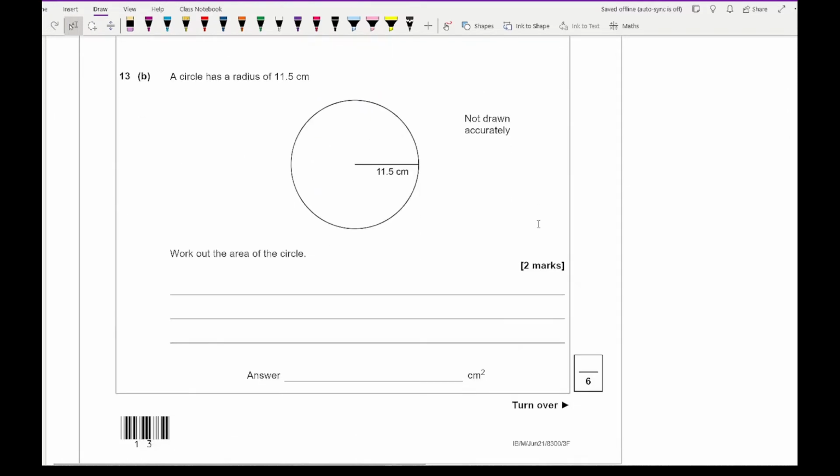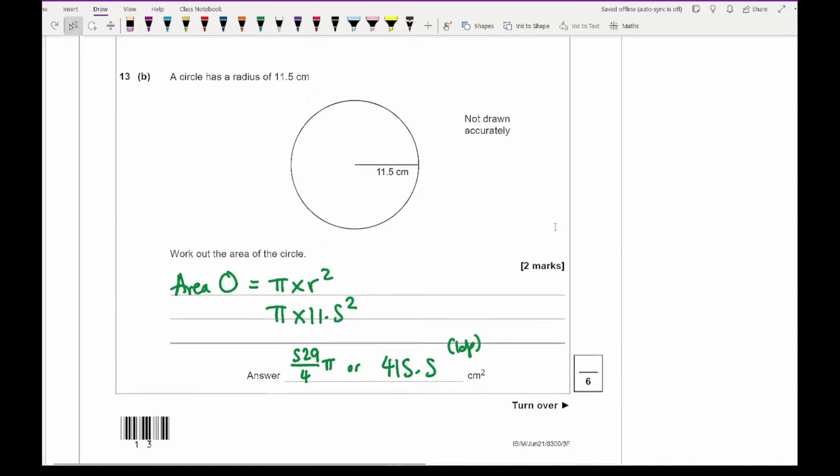Then moving on to question 13b, it says the circle has a radius of 11.5. Work out the area of the circle. So here the area of a circle is pi times the radius squared. So that's going to be pi times 11.5 squared. If you type that into your calculator, you can either write your answer in terms of pi, which is 529 over 4 pi, or as a decimal, it's going to be 415.5, and that's to 1 decimal place.